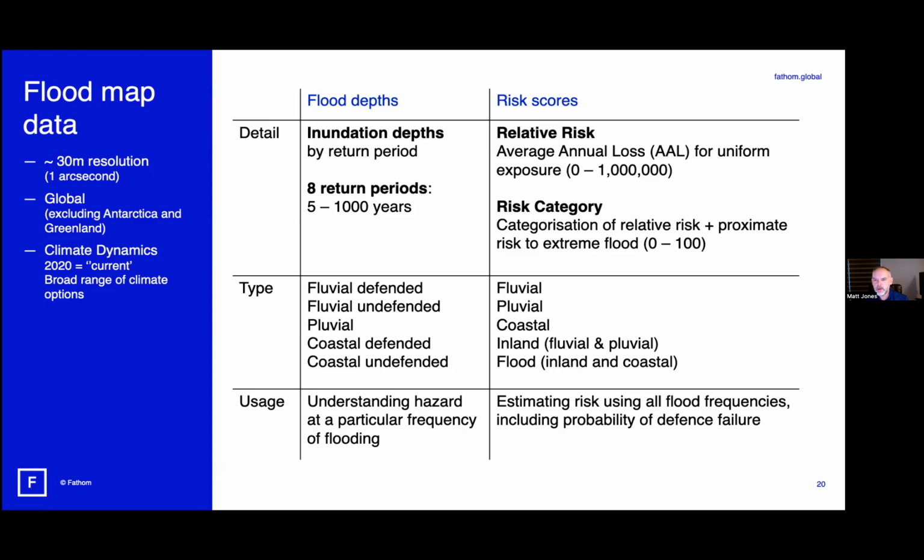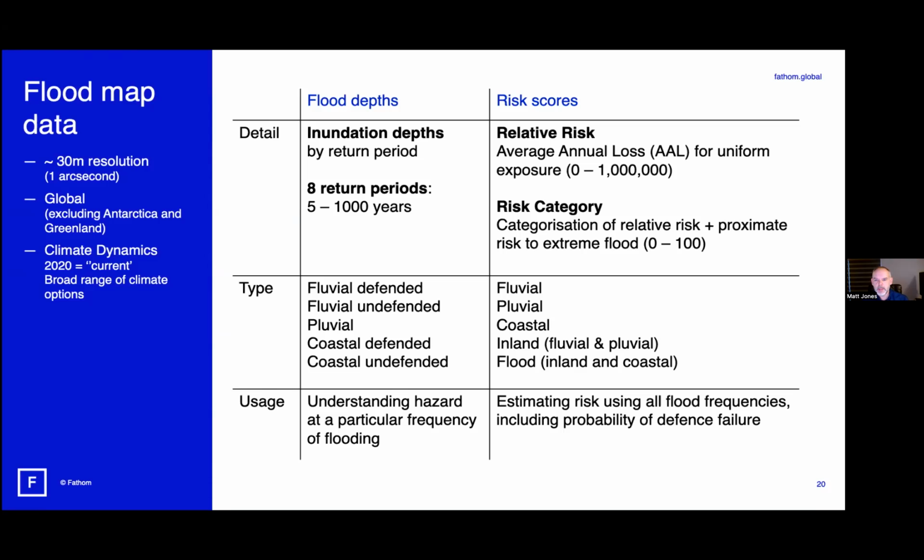We have relative risk and risk category. So relative risk, how we calculate that is we work out what the average annual loss is for an arbitrary property for a uniform exposure, 1 million of TIV, of total insurable value. And we calculate that average annual loss using information across the whole frequency spectrum, so using all the return period maps we have available, making an adjustment from depth to damage using something called a vulnerability curve, which takes you from depth to damage for that arbitrary property, and weighting between undefended and defended views in a sensible way. So a lot of information going into that relative risk calculation, that average annual loss calculation.